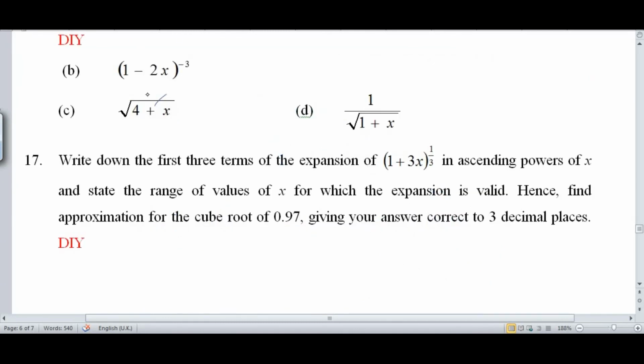Next, you can try on your own number 16b, 16c, and 16d, and number 17 as well. So I think that's the end of our topic 3. We'll continue with topic 4 in the next session. Thank you.